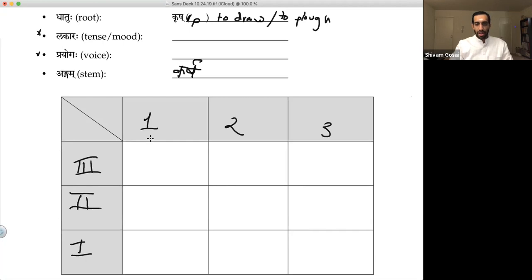Okay, so I have ekavachanam, dvivachanam, bahuvachanam. I have pratama purusha, madhyama purusha, and uttama purusha. Okay, so I have karsha, and I want to say third person singular. Pratama purusha ekavachanam, I would have karsha plus ti, and I get karshati. So I can say Ramaha karshati. Rama draws.